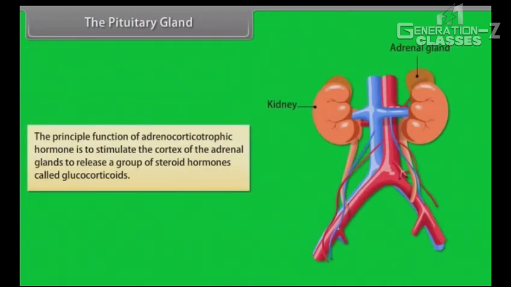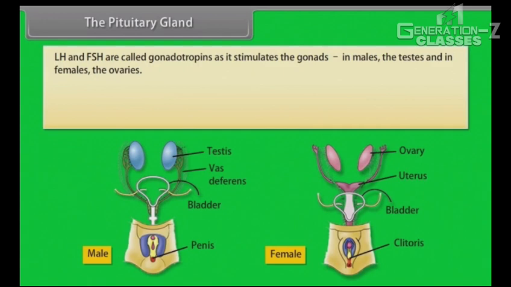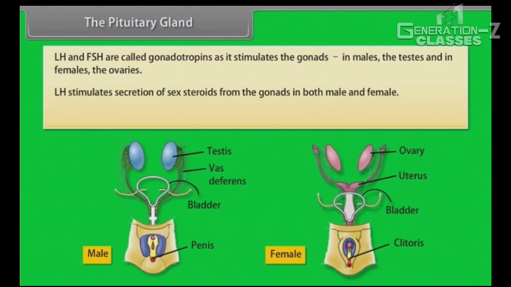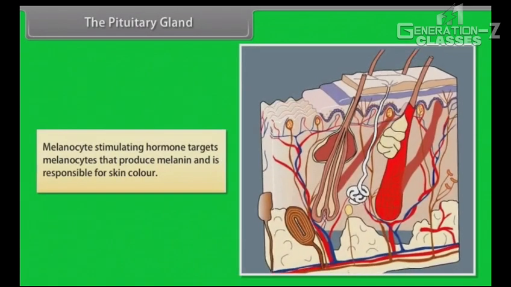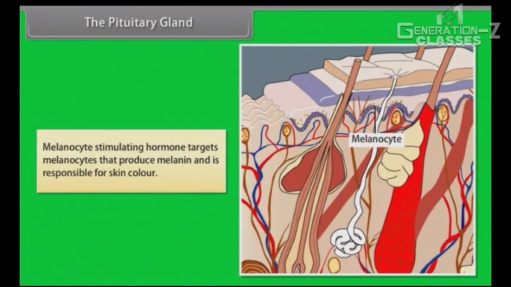The principal function of adrenocorticotrophic hormone is to stimulate the cortex of the adrenal glands to release a group of steroid hormones called glucocorticoids. LH and FSH are called gonadotropins as they stimulate the gonads, in males the testes and in females the ovaries. LH stimulates secretion of sex steroids from the gonads in both male and female. FSH stimulates the maturation of ovarian follicles, and it is also critical for production of sperm. Melanocyte-stimulating hormone targets melanocytes that produce melanin and is responsible for skin color.